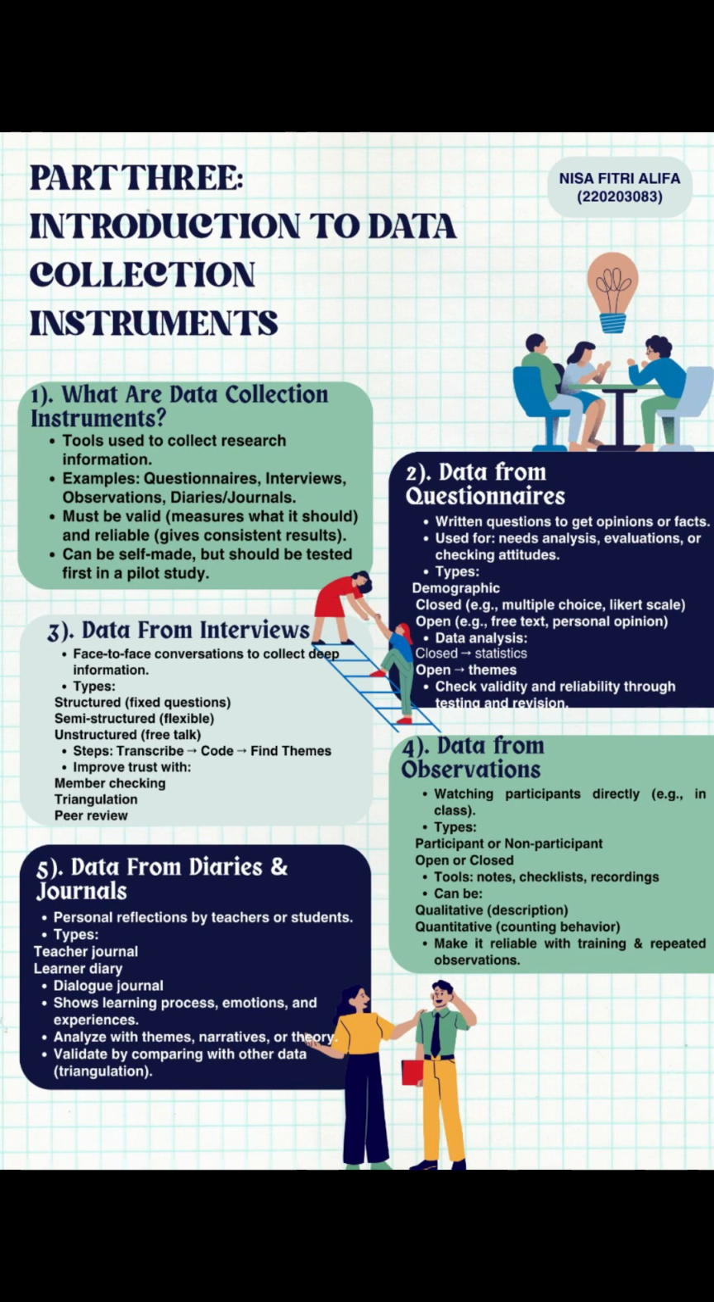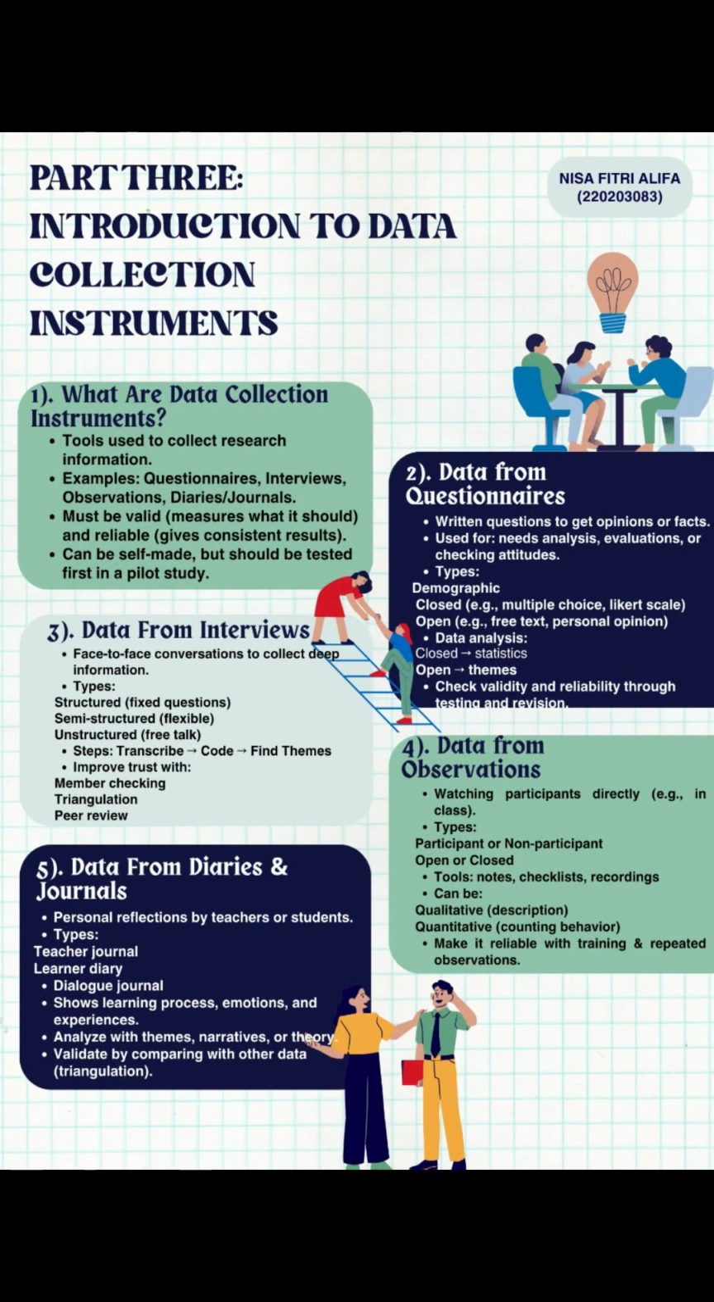Observation can produce two kinds of data. First is qualitative and then quantitative. Qualitative is detailed notes or descriptions of behavior, and quantitative is counting how often certain behavior occurs. So, to gather observation data, we can use first field notes, and then coding sheets, and then video and audio recordings. And then to make sure our data is trustworthy, we first try and observe first, repeat observation, and then use inter-rater reliability, like more than one observer to check for consistency.